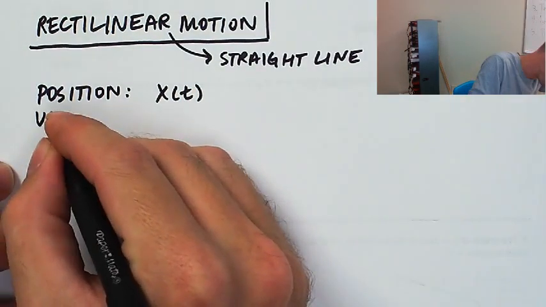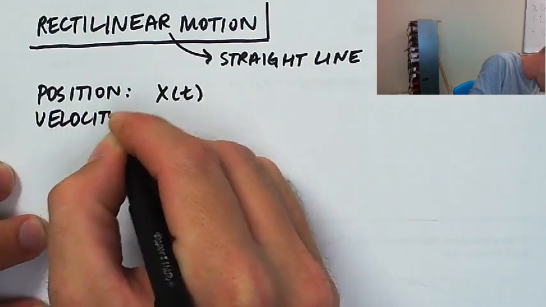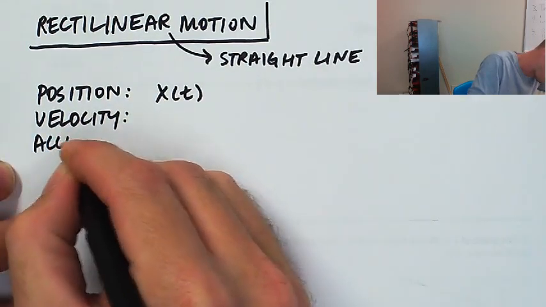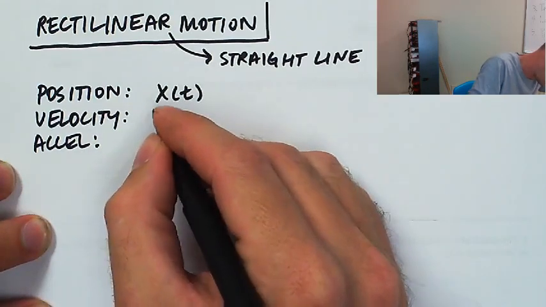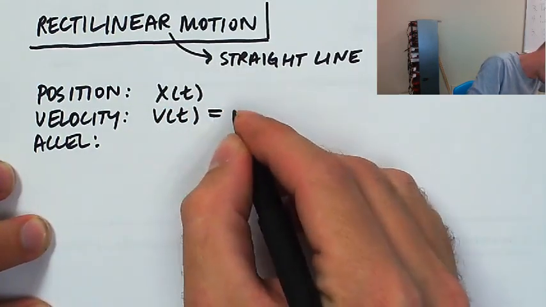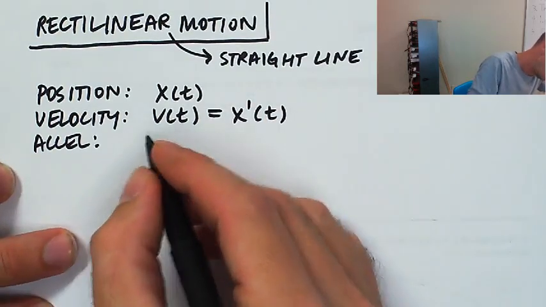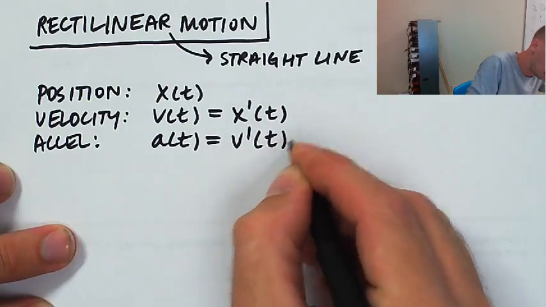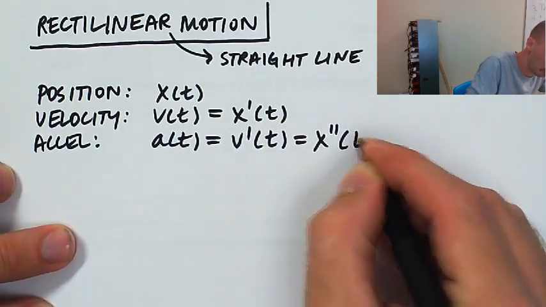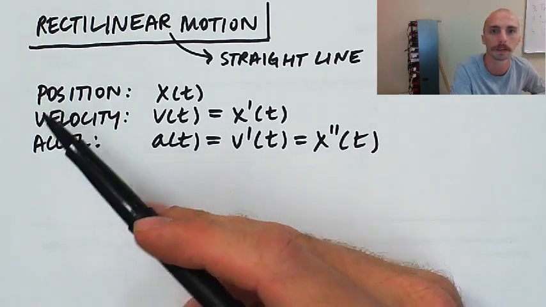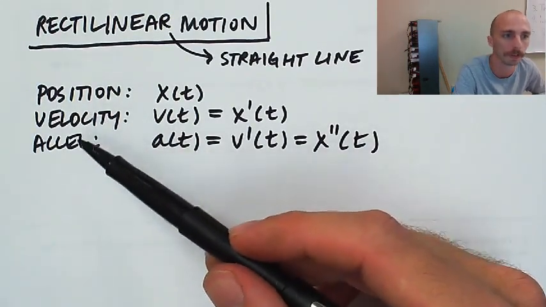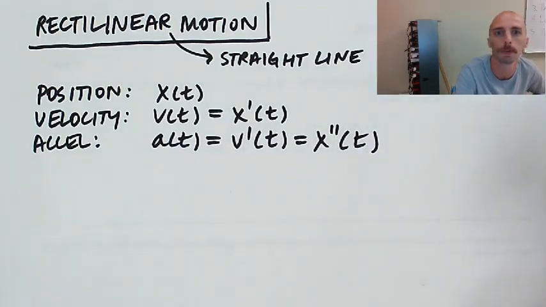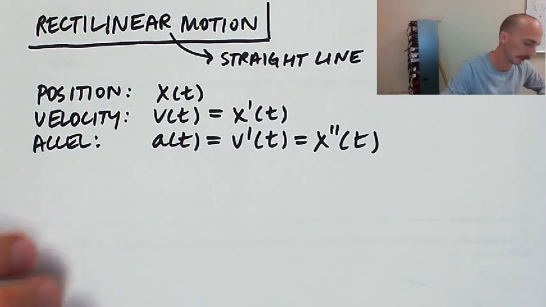Okay, what I need you to know about velocity and acceleration is that velocity, we usually write v of t, and that's the derivative of position. Okay, and acceleration, we usually write a of t, that's the derivative of velocity, which is going to happen to be the second derivative of position. And those are the most basic, most important facts that we need to know about position, velocity, acceleration, the derivative relationship there.